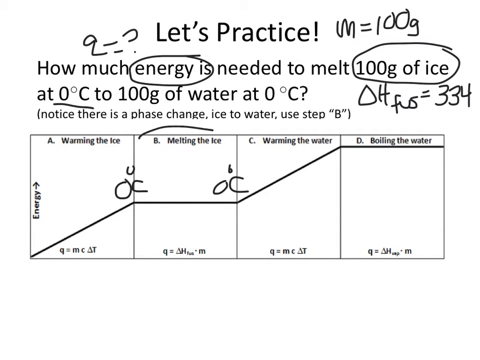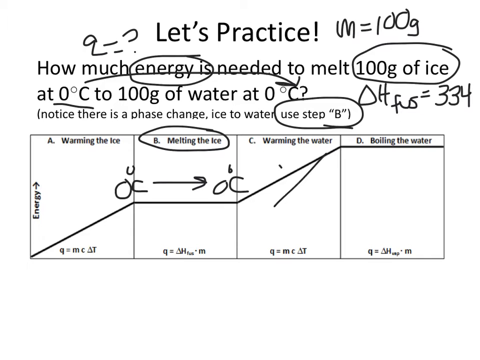So it looks like right now, at least part of this problem, I'm in the melting the ice phase, part B. Oh, and I want to go from 0 degrees Celsius ice to 100 grams of water at 0 degrees Celsius. So notice, from 0 to 0 degrees Celsius, I'm only going to use step B. I don't need to worry about A or C or D because I'm working in the parameters of 0 degrees Celsius. Since there's no change in temperature either, it's no crazy thought that temperature isn't involved in this problem.